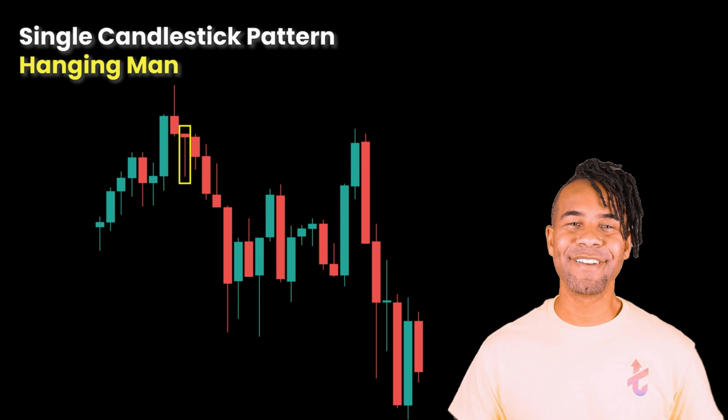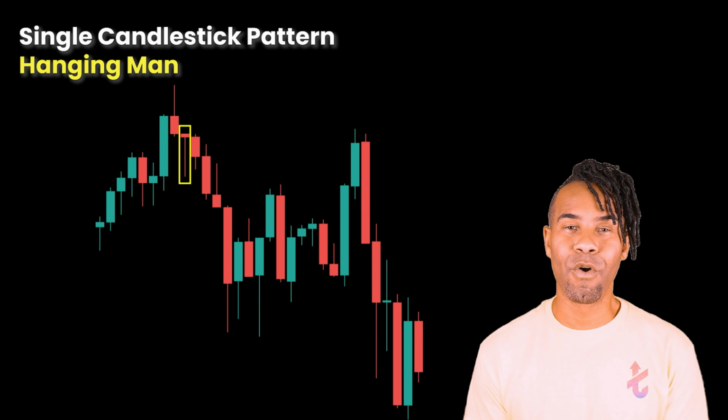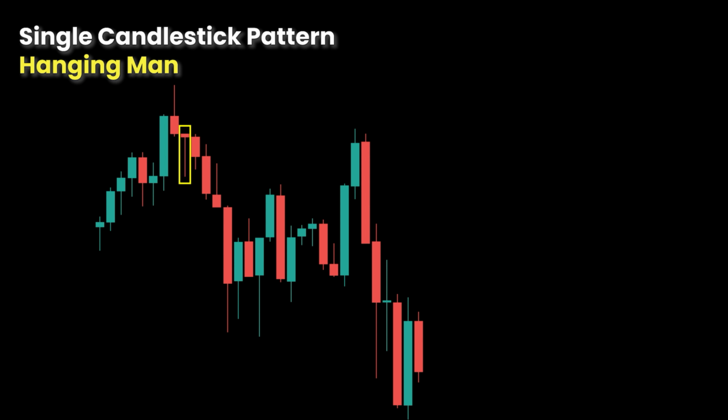The hanging man pattern is another bearish reversal pattern formed at the end of an uptrend. The body of the hanging man can be bullish or bearish, but it's always small, representing a narrow range between the opening and closing price. The most crucial characteristic of the hanging man is its long lower shadow, which extends well below the body. This long lower wick indicates the price fell significantly during the trading session, but buyers managed to push the price back closer to the open.